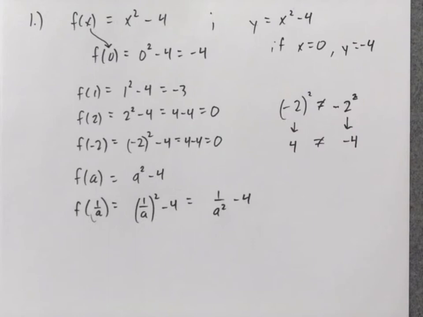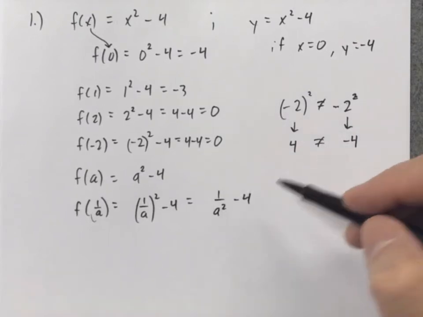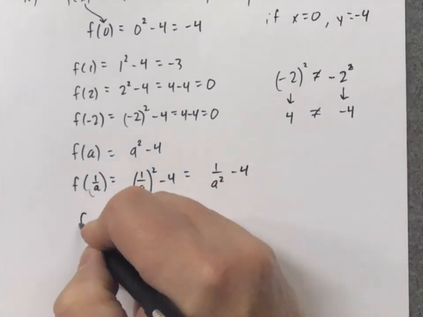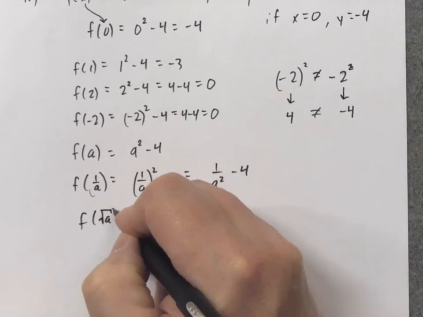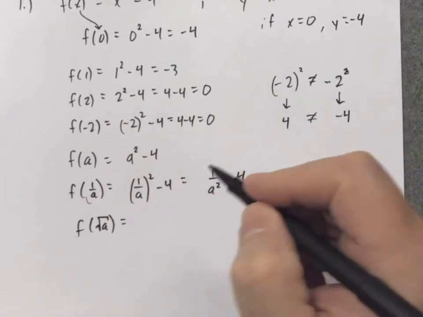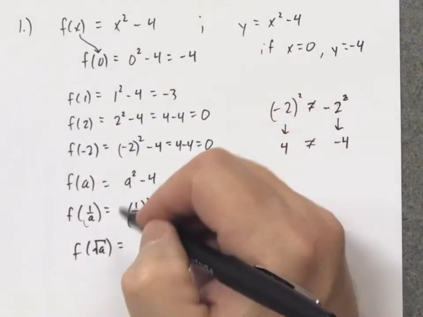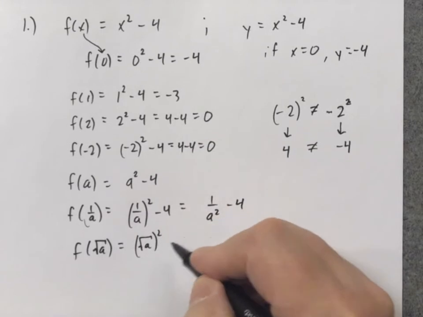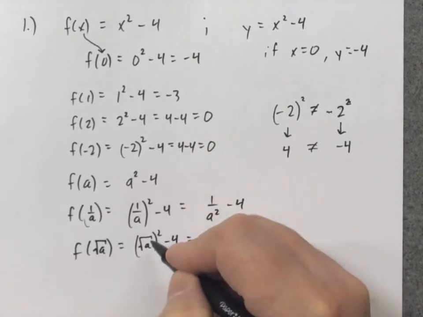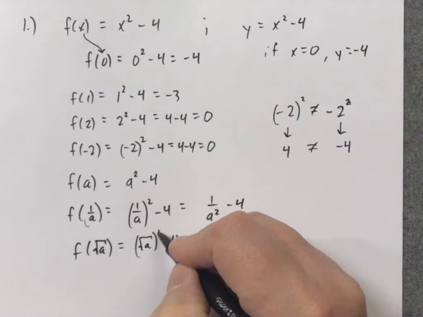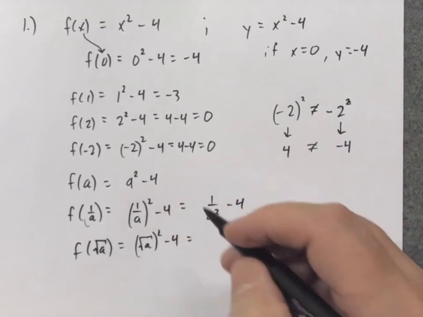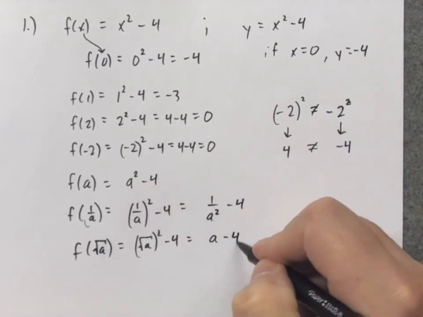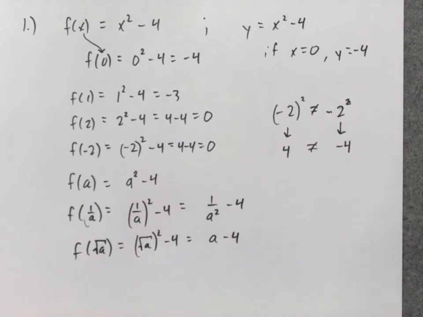So f of 1 over a is 1 over a squared minus 4. And the last one, f of the square root of a. So I go to my function, every place I have an x, I replace it with the square root of a. So square root of a squared minus 4. When you square a square root, you're basically left with what's inside the square root. So we just have a minus 4. As I was doing these, I was checking the key, and it looks like these are all the answers on the key.